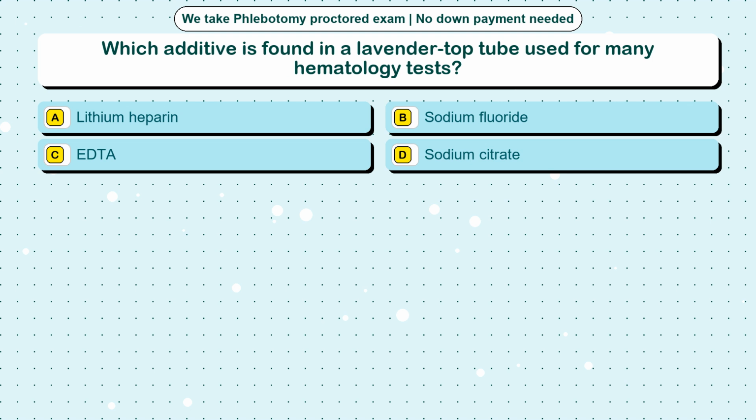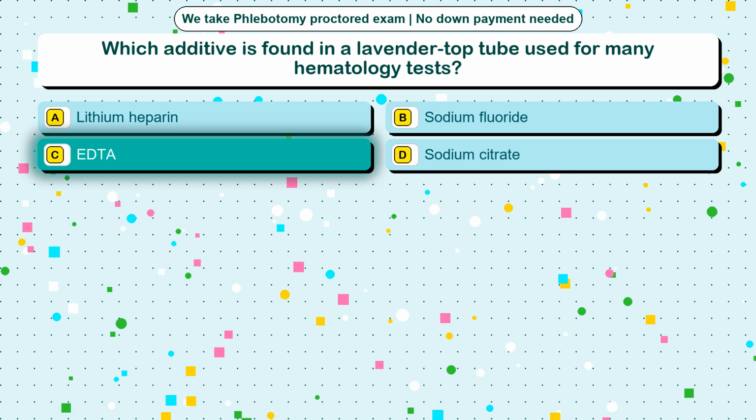Question 8. Which additive is found in a lavender top tube used for many hematology tests? Option A. Lithium heparin. Option B. Sodium fluoride. Option C. EDTA. Option D. Sodium citrate. The correct answer is option C. EDTA.